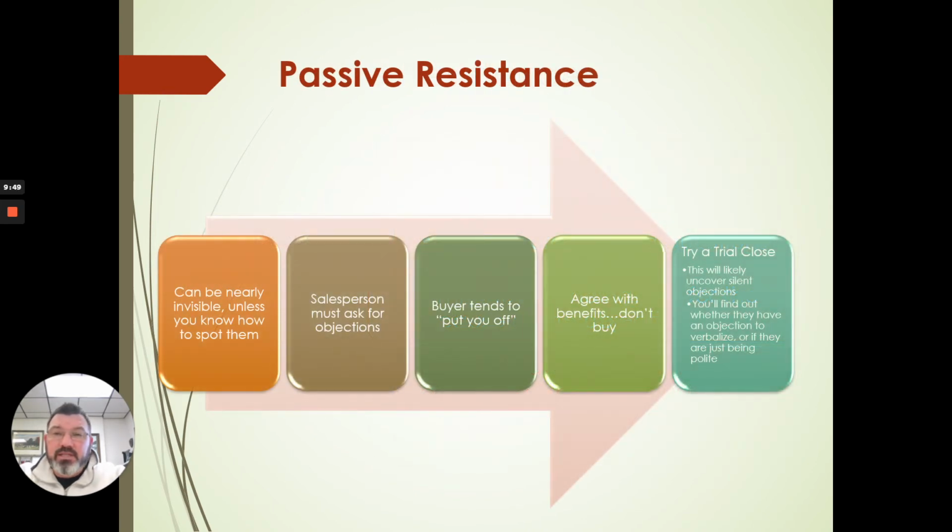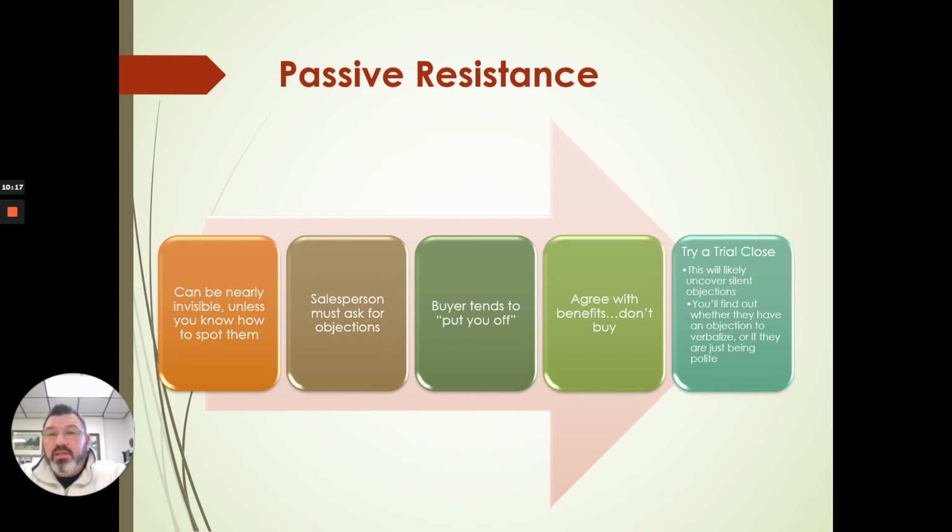Passive resistance is much, much harder, in my opinion, to deal with because it could be really almost invisible. It's hard to see unless you know what you're looking for. Here's where reading body language is really, really important. So sometimes the salesperson needs to ask, are there any objections? The buyer may just put you off. They may agree with benefits, but don't agree to purchase anything or put in an order.